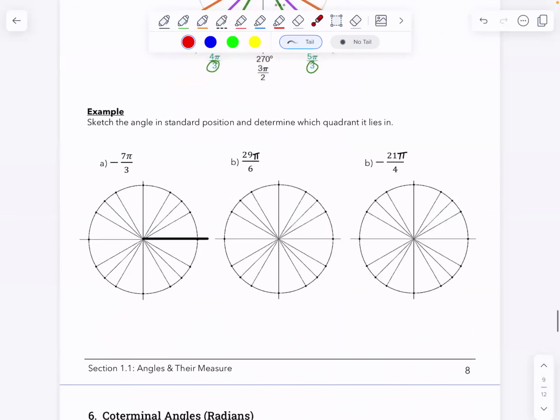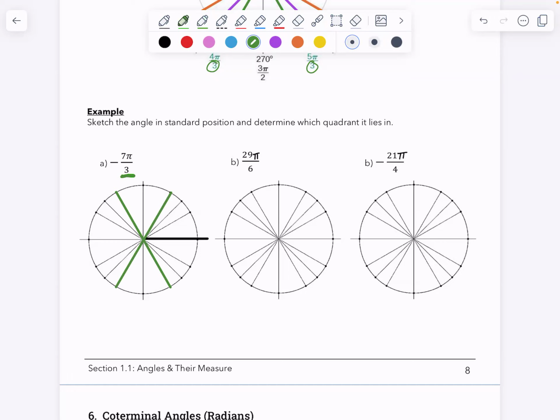So let's draw some angles in standard position. We'll start with -7 pi over 3. Here I've already drawn its initial side, and we're going in the negative direction here. And we see that the denominator is 3, so I'm going to highlight those pi over 3s. That's these guys here. We're going in the negative direction.